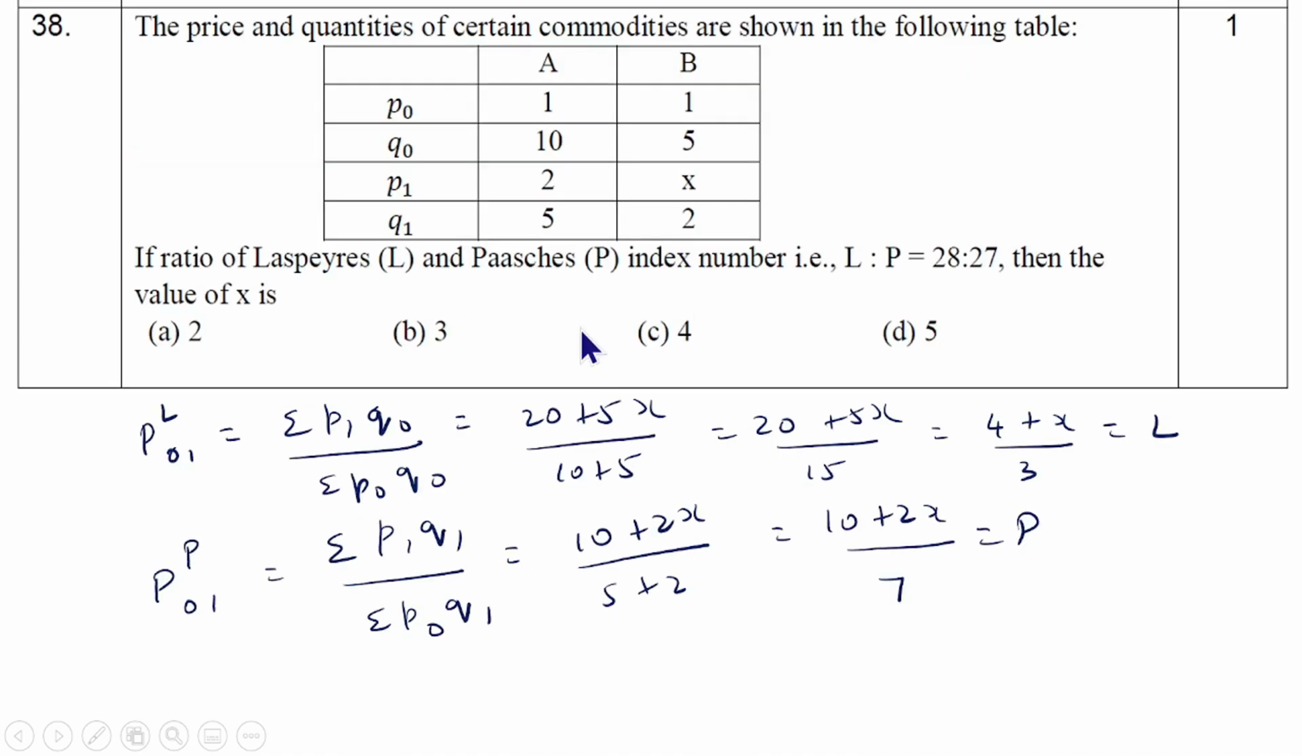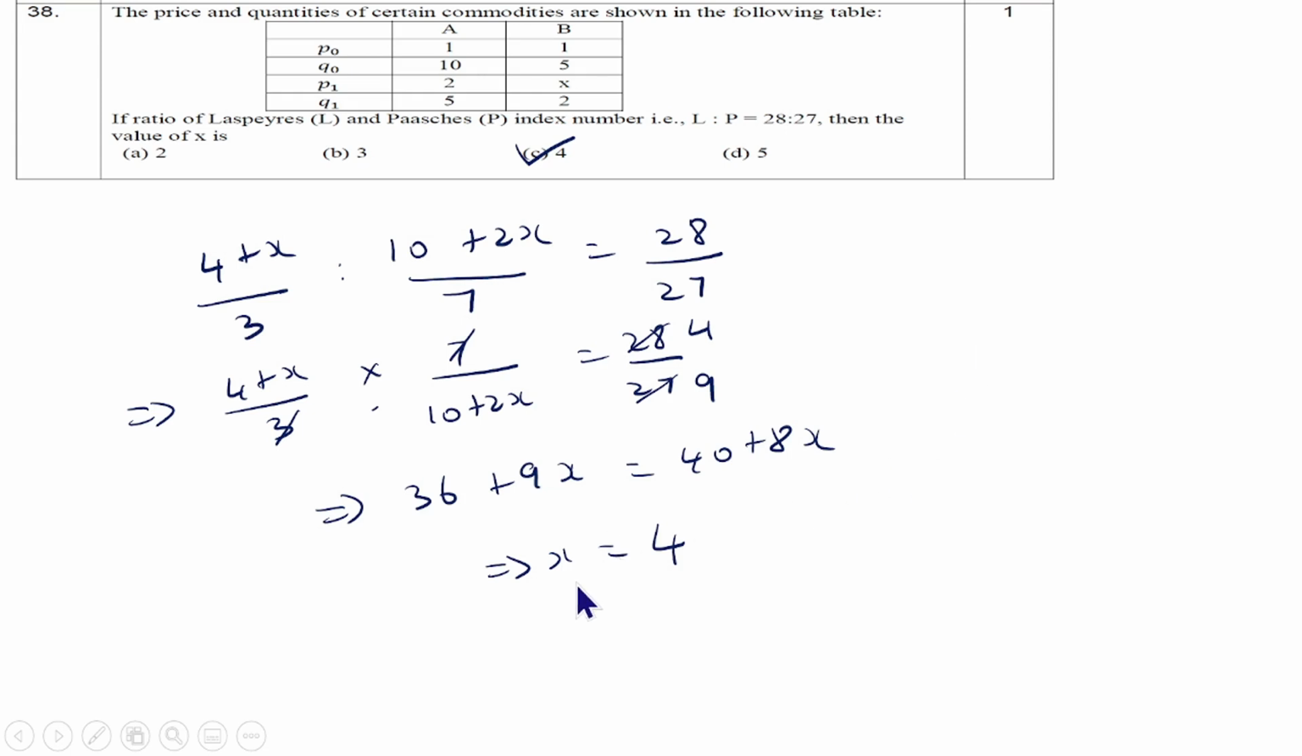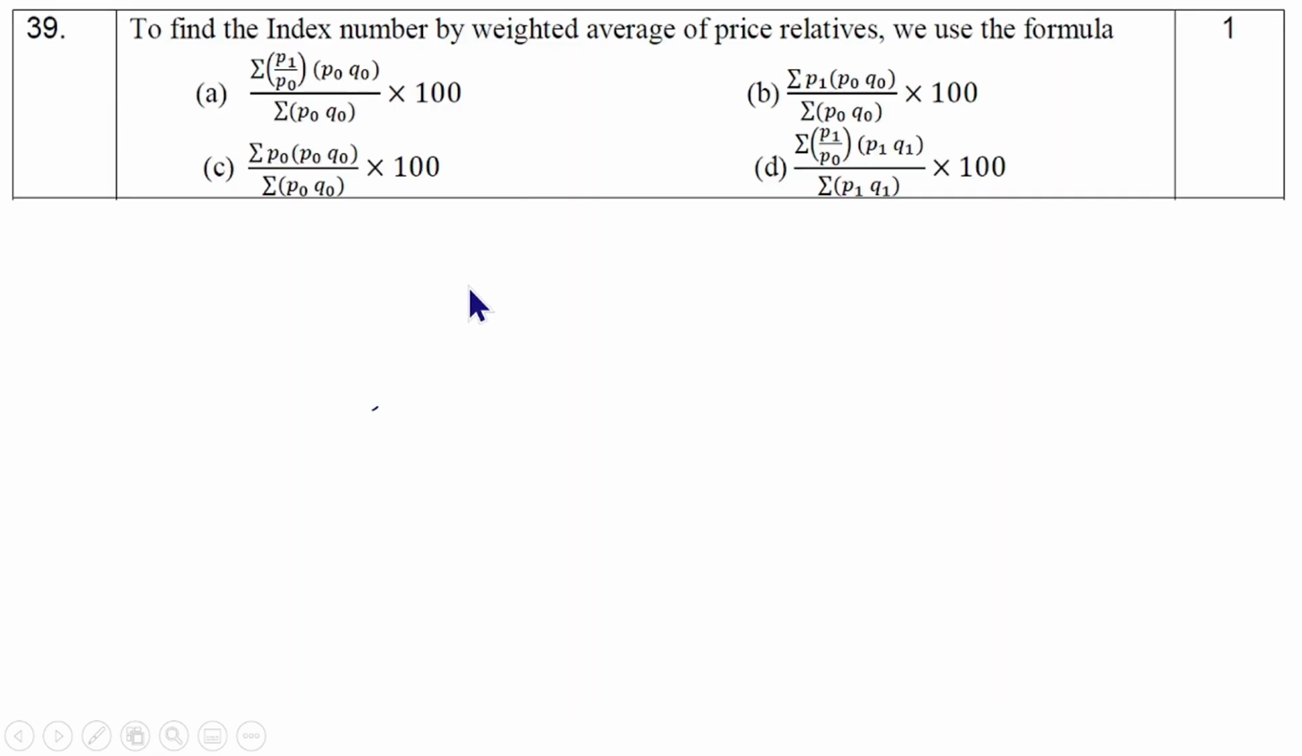So first we need to find Laspeyres index and Paasche index using the given information, and based on the ratio which is given, L is to P is 28 is to 27. When we simplify, we will find the value of X and we get the value of X is equal to 4. The correct option is option C.